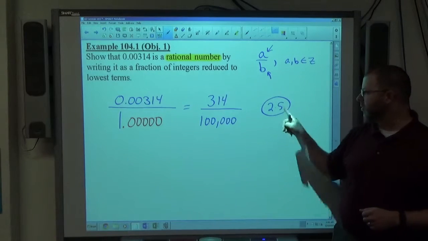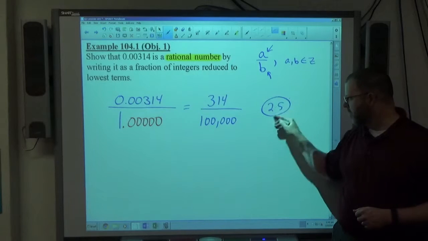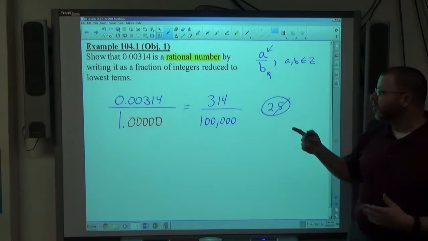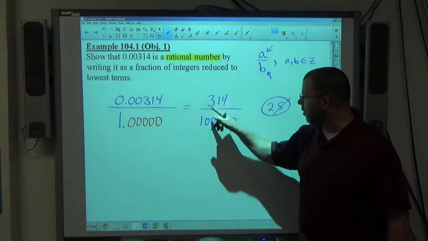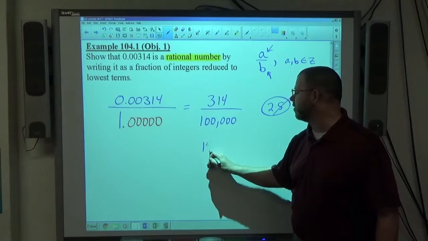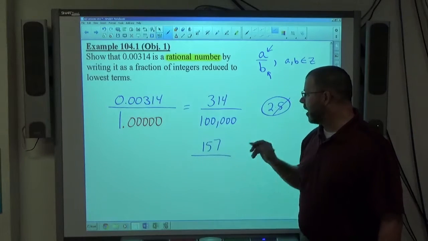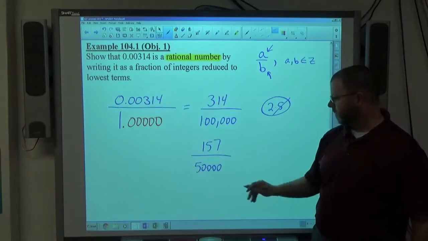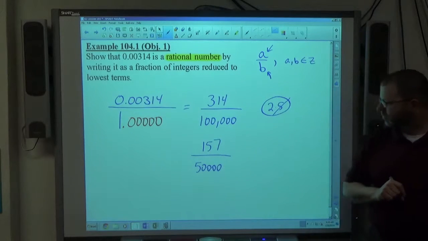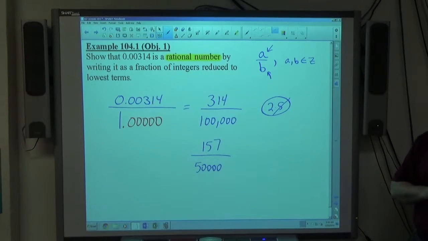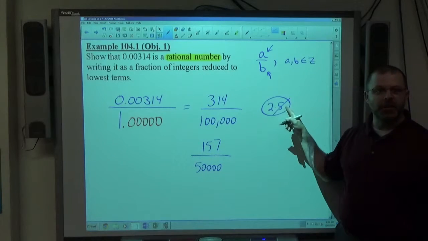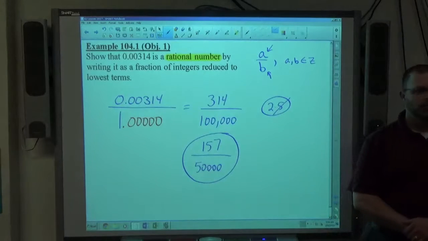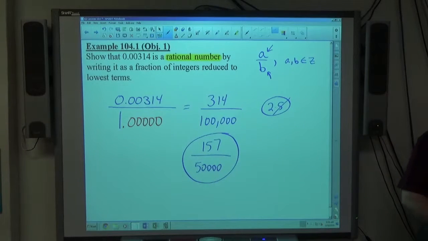Let's start with 5. Does 5 go into 314? Doesn't reduce by 5. Does 2 go into 314? So it does reduce by 2. So all you do is divide the top and bottom by 2. So 2 goes into 314 157 times. 2 goes into 100,000 50,000 times. All right? We've already tried 5. 5 doesn't work, right? Does 2 go into 157? So it doesn't reduce anymore. That's all you have to do to reduce them.